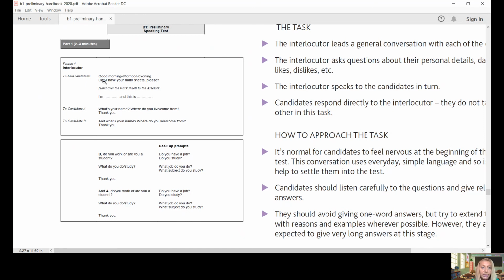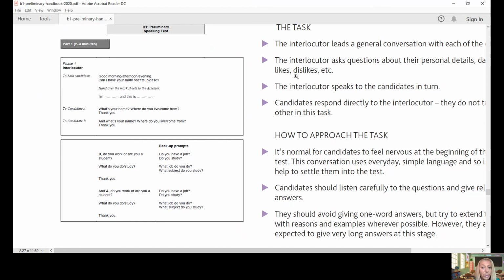Good morning. Can I have your mark sheets, please? And you hand over the mark sheets to the assessor. So then the assessor will say, I'm Georgia, and this is Helen, example. So nice and simple questions. What's your name? Where do you live? Where do you come from? Thank you. What's your name? Where do you live? Where do you come from? So nice and easy.